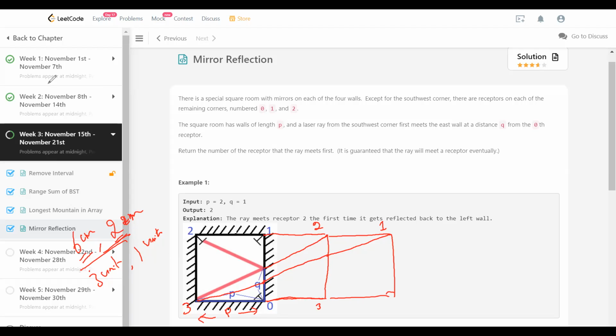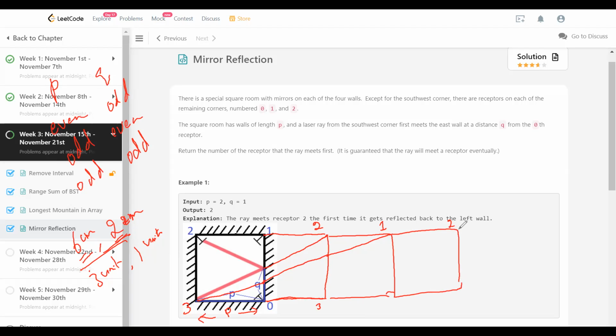So the possible cases are either p is even, or q is even, or both of them are odd. These are the only three possibilities we are left with, right? We are not going to have both of them being even. Now let's look at what happens in this scenario. Maybe I'll go further and then show you what happens here.